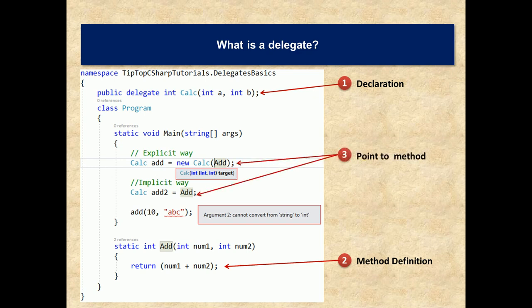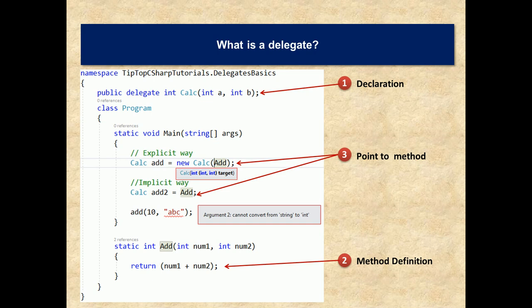Next up is to point to the method, how to assign this particular delegate so that we can invoke the method via the delegate instead of directly calling the method. That is the whole purpose behind the concept of a delegate. The explicit way is to initialize via the constructor: you initialize the delegate using the constructor and pass the method there. The implicit way is a direct assignment. You don't need to explicitly call the constructor, you just need to assign the method here.